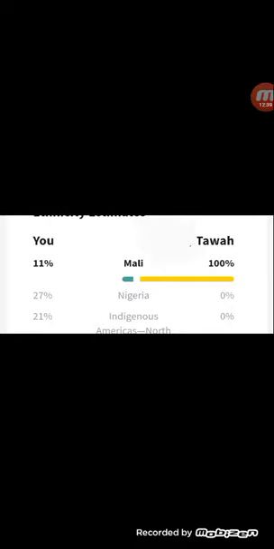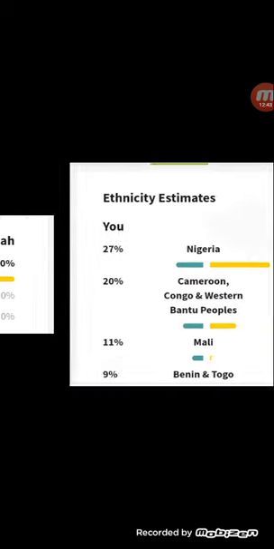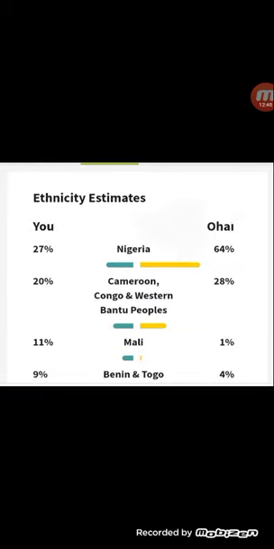This one is one I mentioned in the video earlier, 100% Mali. This one right here, 64% Nigerian, 28% Cameroon, 1% Mali, 4% Benin and Togo. When I spoke to this person, they told me they're a mix of Igbo, and I believe they have an African American grandparent or parent. I can't remember which one.